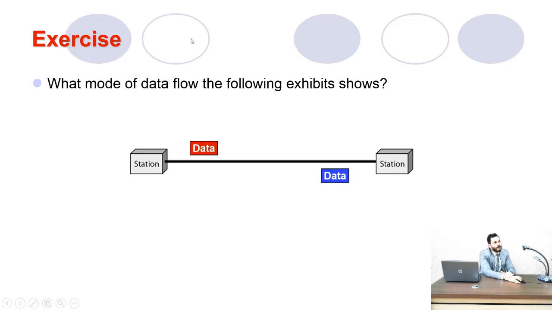This exercise is for you. What mode of data flow is shown in the following? Okay, right. It is full duplex. Why is it full duplex? Because the data is exchanged between them at the same time. So the solution to this exercise is that the full duplex system is used in this connection. Right?